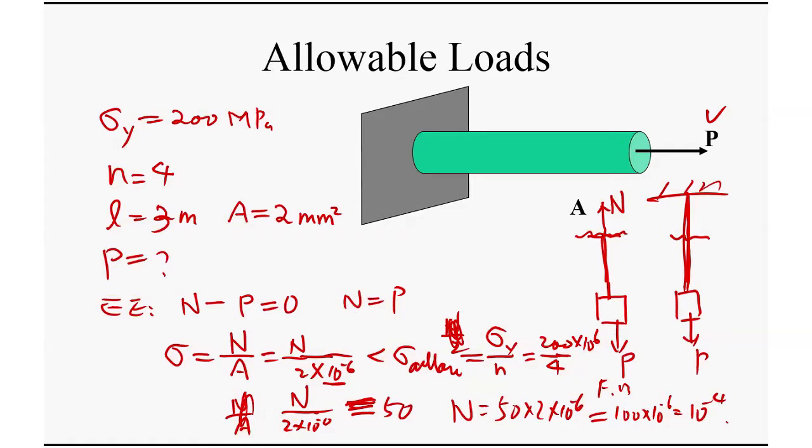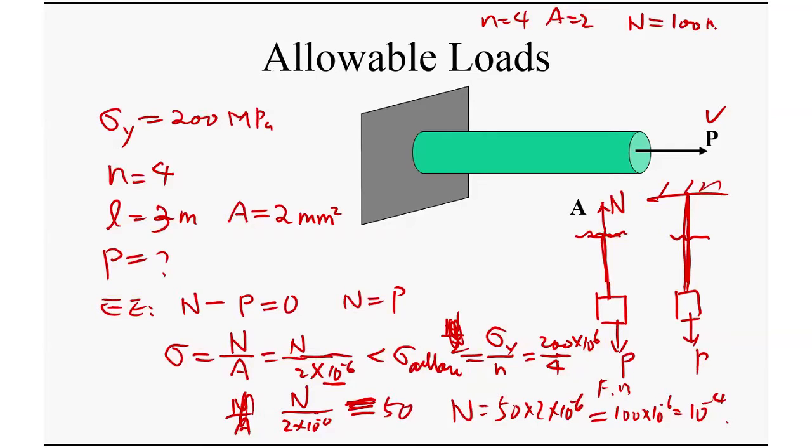Okay, now I want to twist this question a little bit. Just say if you can twist your mind, kind of answer the question. Remember now we have n equals 4, and A equals 2 millimeter squared. And the load we can apply, the weight, is 100 Newton.